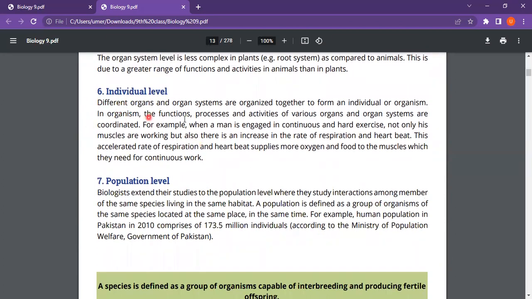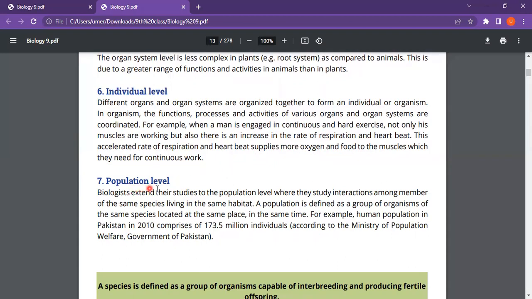Individual level. Different organs and organ systems are organized together to form an individual or organism. In an organism, the functions, processes, and activities of various organs and organ systems are coordinated. For example, when a man is engaged in continuous and hard exercise, not only are his muscles working, but there is also an increase in the rate of respiration and heartbeat. This accelerated rate of respiration and heartbeat supplies more oxygen and food to the muscles, which they need for continuous work.